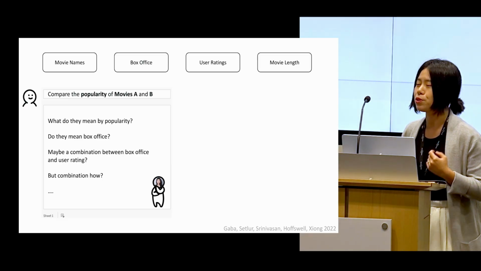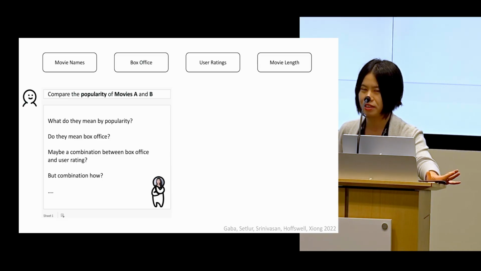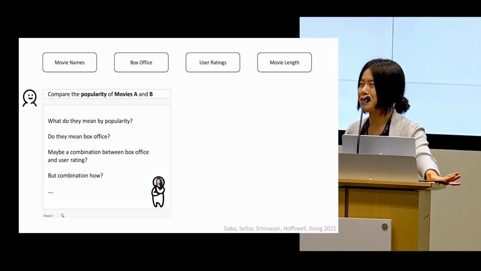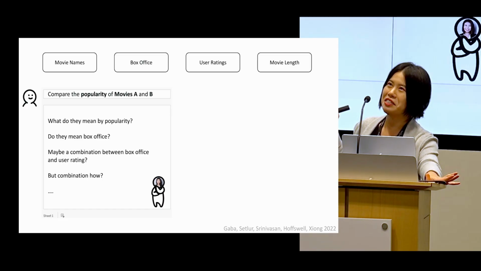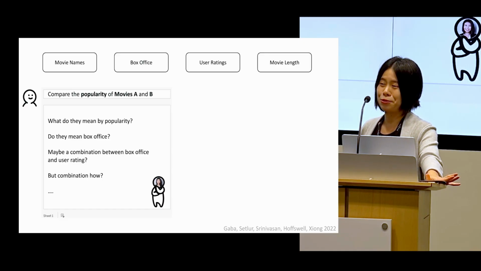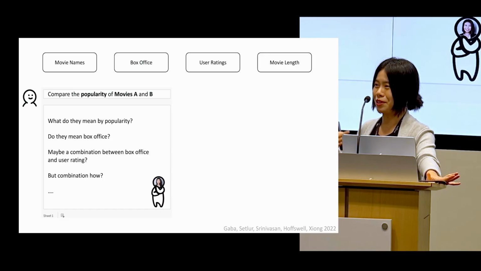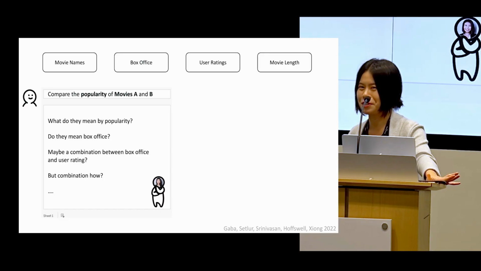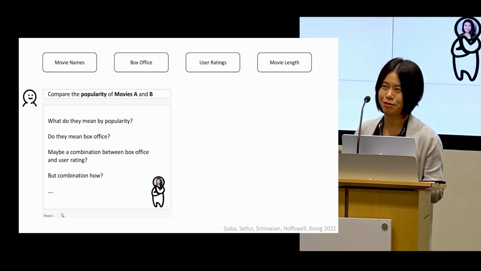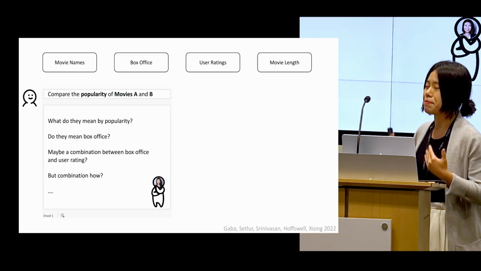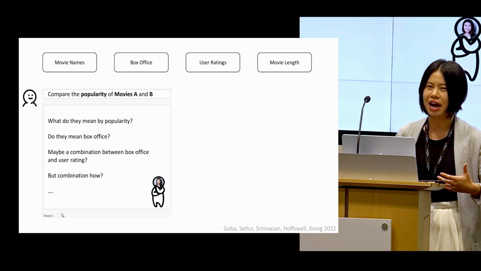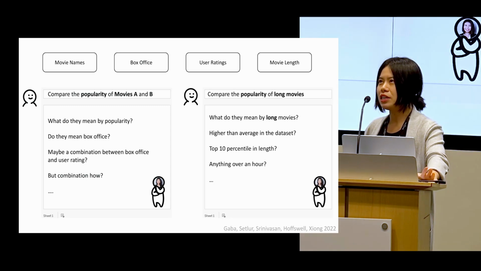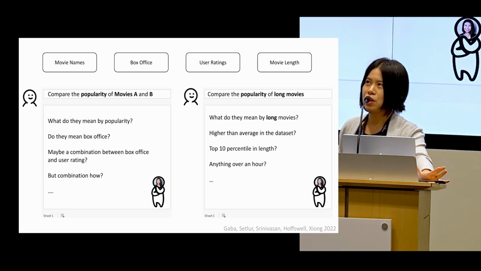But as a computer, you want it to be very specific. And then as a computer, you'll have many questions like, what do you mean by popularity? I see that we have box office and user ratings. Do you mean a combination of the two? Do you want to combine them equally, or do you want to do a 40-60 split, right? Many questions that users don't realize they might need to specify when they're trying to have a natural language interaction with their system.